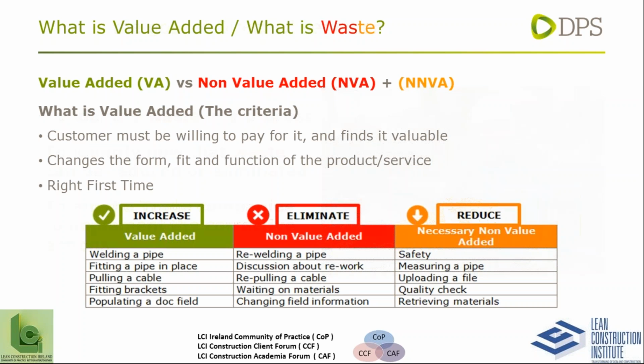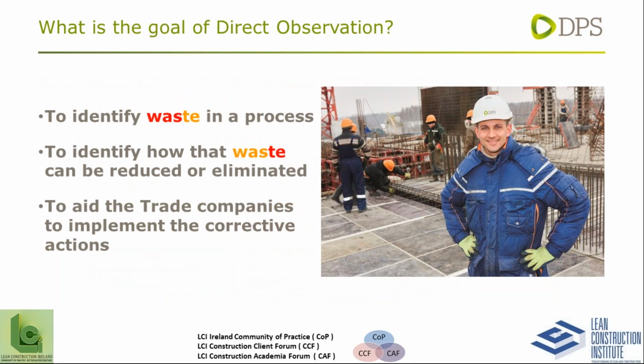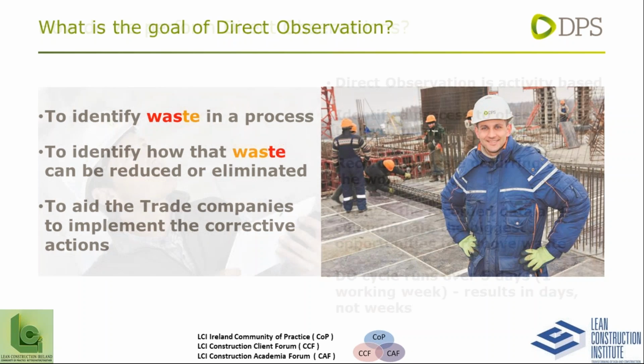So if we go on to the next slide, we have what is the goal of direct observation? So to identify waste in a process, to identify how that waste can be reduced or eliminated, and this aids the trade companies to implement the corrective actions, the recommendations that we make during our observations.